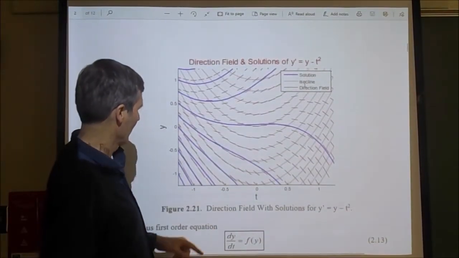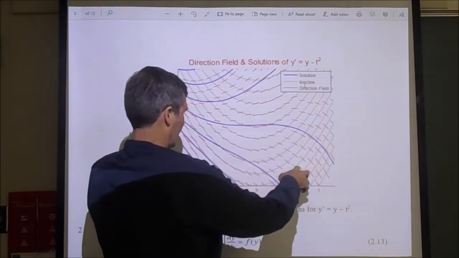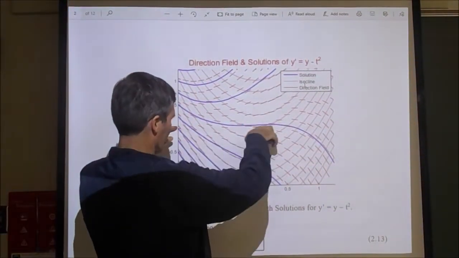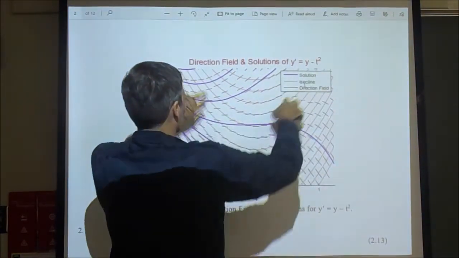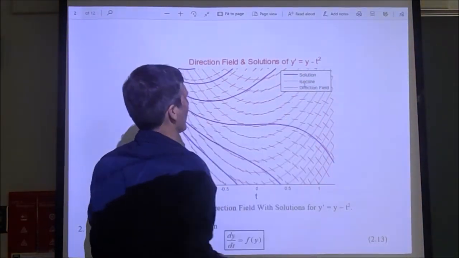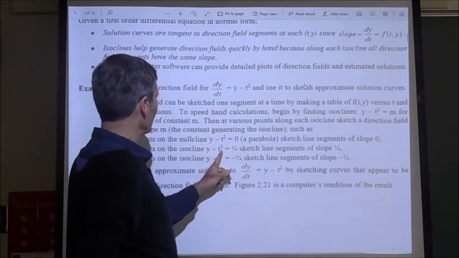So here's the parabola right here. Here's 0, 0. This is the parabola y equals t squared, and every line segment I draw on that parabola is horizontal, slope 0. Now I go up here and I put y minus t squared equals 1/4.